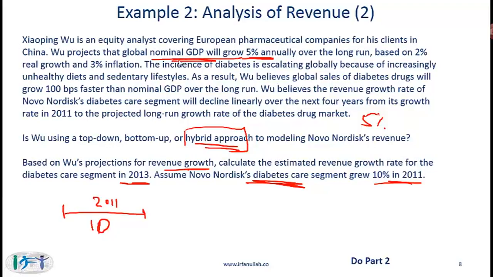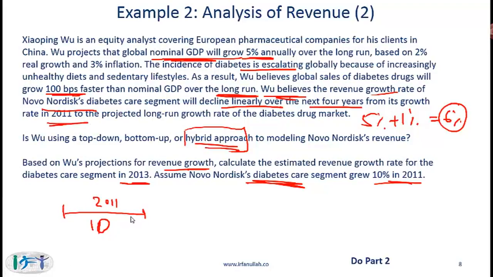Now coming to the nominal GDP for the world, that's 5%. Plus the incidence of diabetes is accelerating, so he is adding 100 basis points to that, so plus 1%. So he is saying that in the long run, the growth rate of this market is equal to 6%. Then we are told that WHO believes the revenue growth rate of the company's diabetes care segment will decline linearly over the next 4 years from its growth rate in 2011, which I have told you is 10%, and you could calculate this from the previous disclosures.